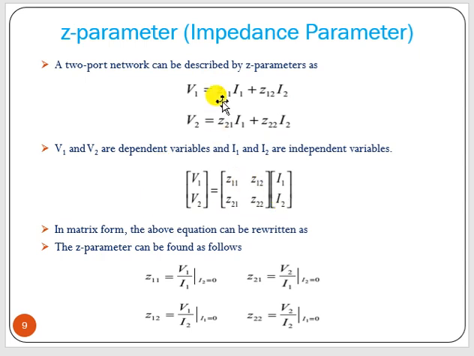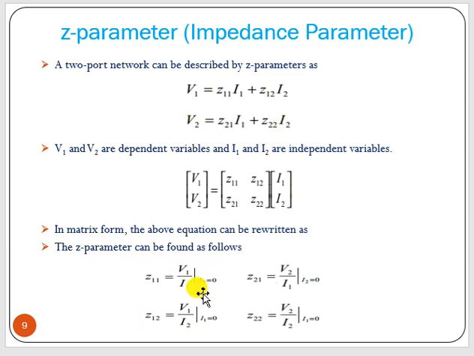Now to find out these Z parameter values, we can make the other parameter equal to 0. If you want to find Z11, make I2 equal to 0, which means the output port is open circuited. Then Z11 equals V1 by I1 when I2 equals 0, and Z12 equals V1 by I2 when I1 equals 0. Z21 equals V2 by I1 when I2 equals 0, and Z22 equals V2 by I2 when I1 equals 0.